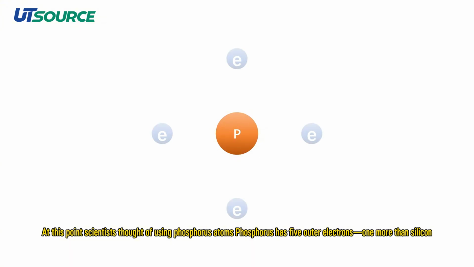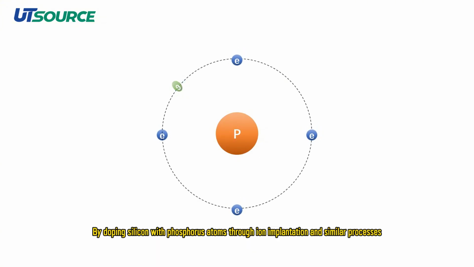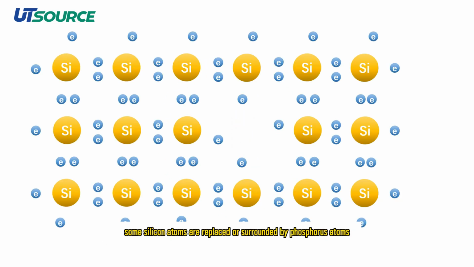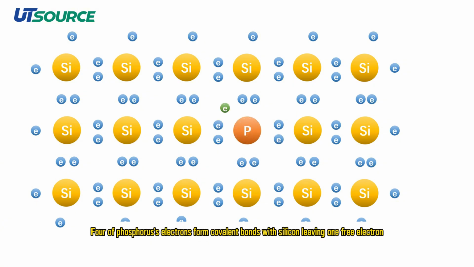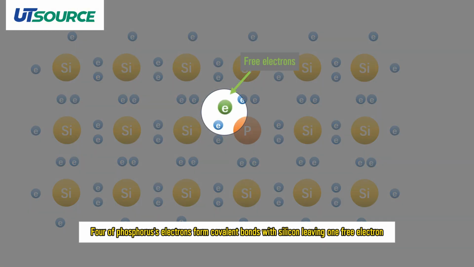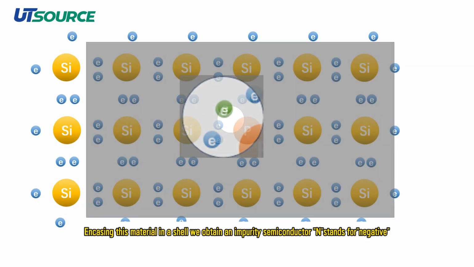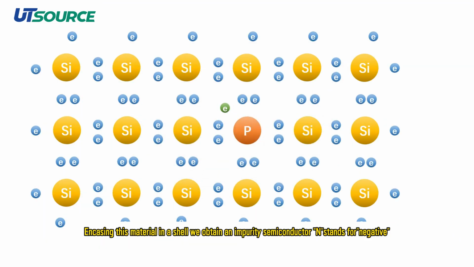At this point, scientists thought of using phosphorus atoms. Phosphorus has 5 outer electrons, 1 more than silicon. By doping silicon with phosphorus atoms through ion implantation and similar processes, some silicon atoms are replaced or surrounded by phosphorus atoms. 4 of phosphorus's electrons form covalent bonds with silicon, leaving 1 free electron. Encasing this material in a shell, we obtain an impurity semiconductor, and N stands for negative.